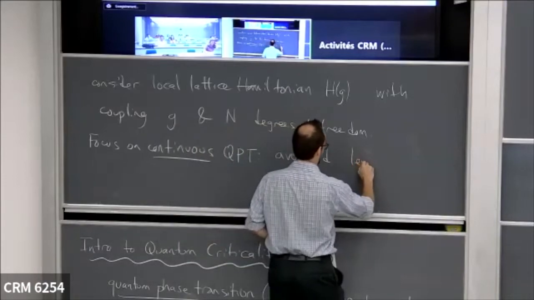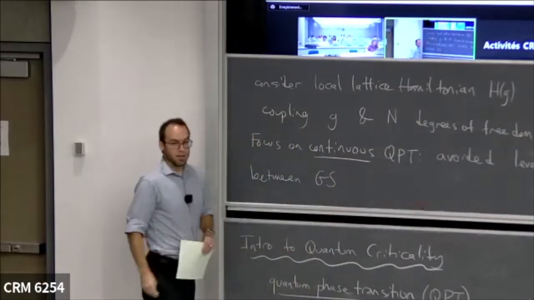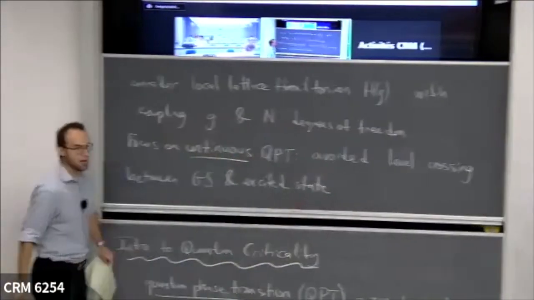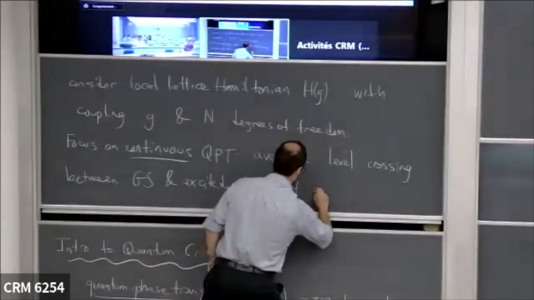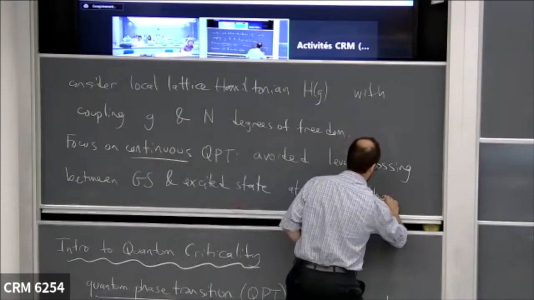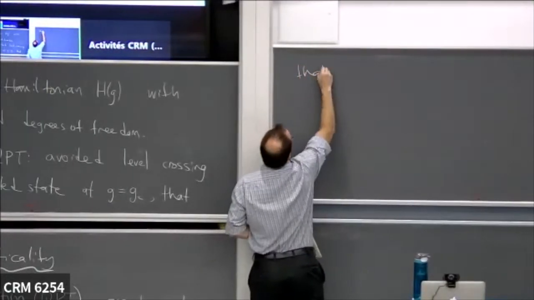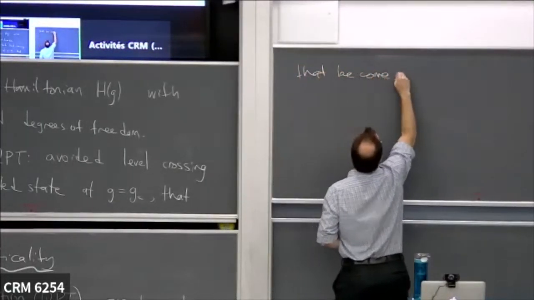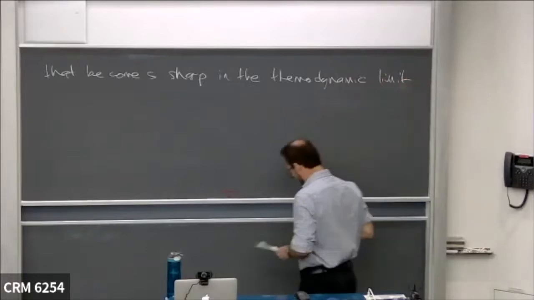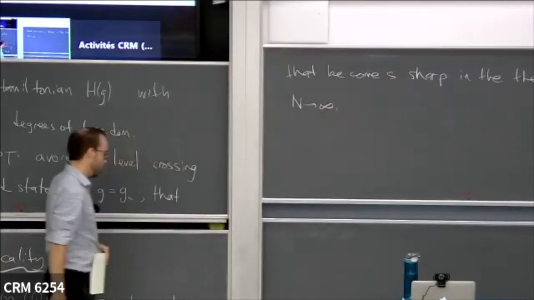So these are essentially an avoided level crossing between the ground state and some excited state that happens at a critical value of this coupling, g equals g_c. And this level crossing, so I'll continue over here, the avoided crossing becomes sharp in the thermodynamic limit, where we take this number of degrees of freedom to infinity.